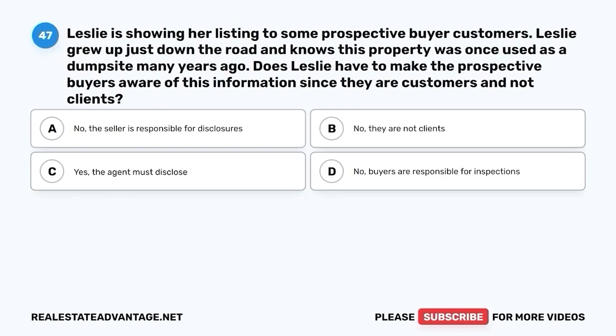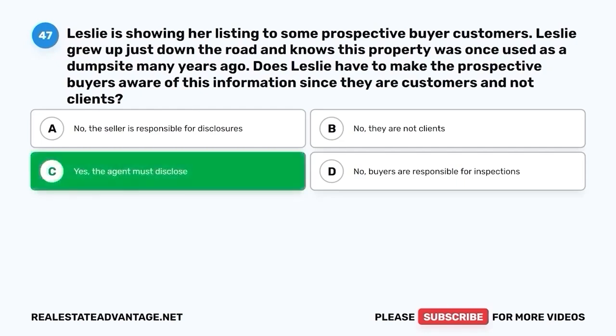A. No, the seller is responsible for disclosures. B. No, they are not clients. C. Yes, the agent must disclose. D. No, buyers are responsible for inspections.